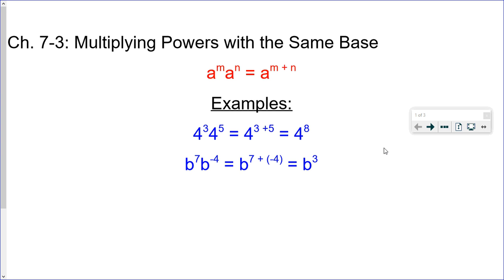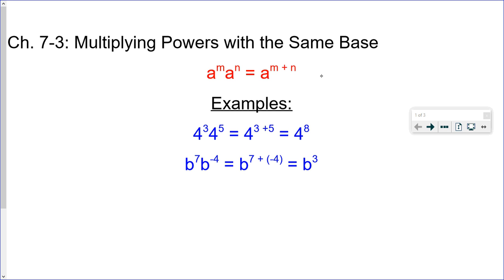This lesson is on multiplying powers with the same base. So a power, remember, is a number with an exponent on it, or it could be a variable with an exponent on it. So a to the m, that's a power. And so if you're multiplying two powers and they have the same base value, so in this case, a and a, then you can simplify this by adding the exponents together.